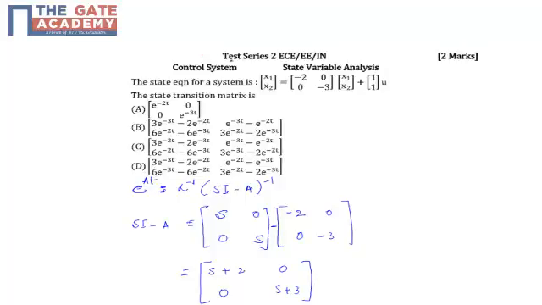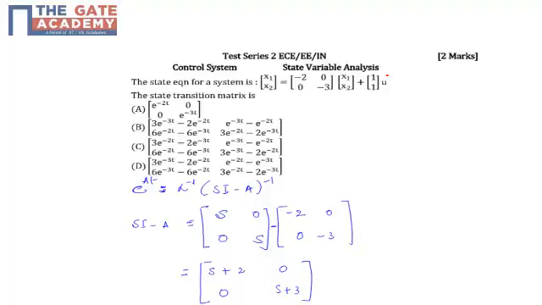Hello, the given question is from test series 2, subject control system and chapter state variable analysis, and this question is a 2 marks question. Here the given state equation model has x1 dot, x2 dot is equal to minus 2, 3, 0, 3, minus 3.